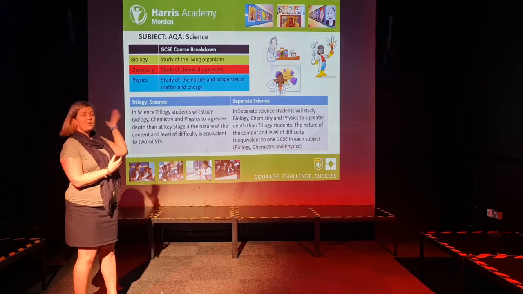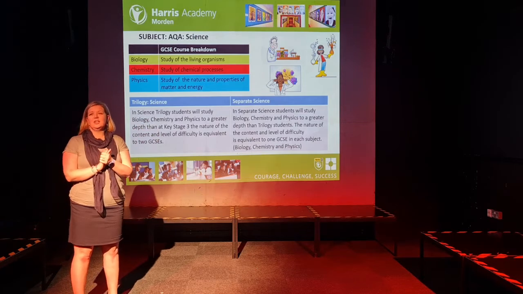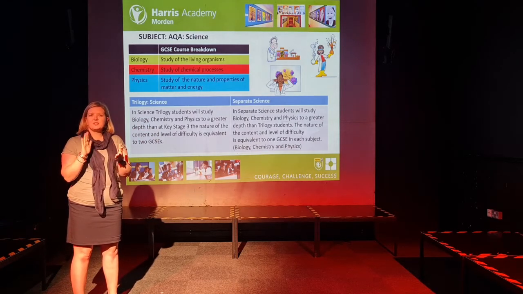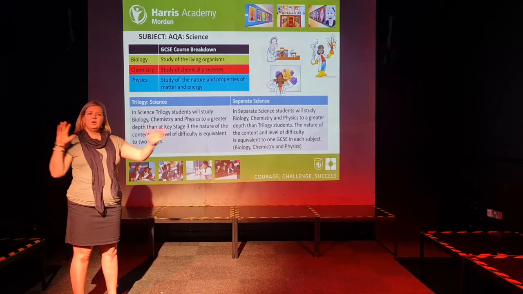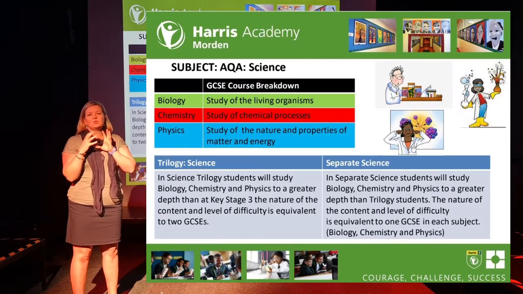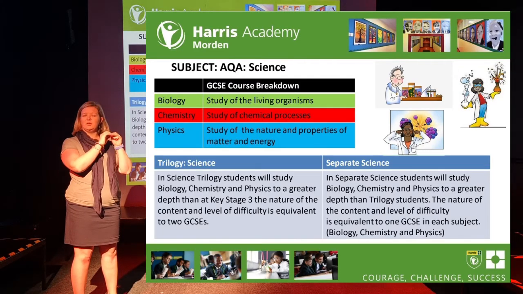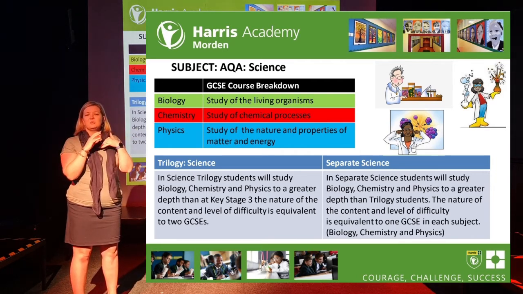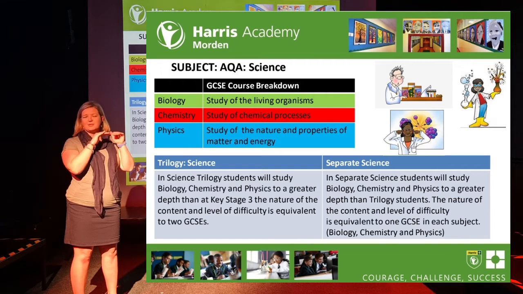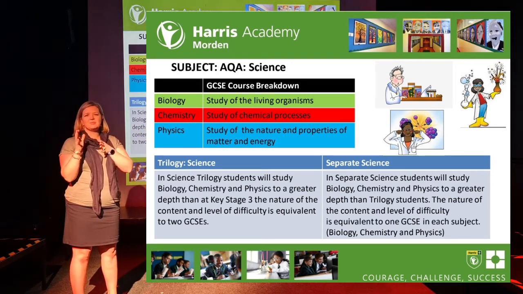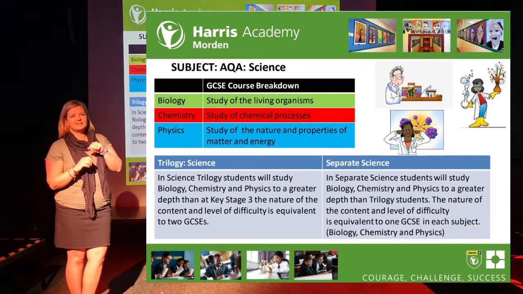So, when you do science at secondary school, you will do biology, chemistry, and physics. We put them all together as something called combined science. So, you would have lessons with your biology teacher, with your chemistry teacher, and with your physics teacher. And you would go through these three separate sciences. And then in the end, in Year 11, you do some exams and you come out with two GCSEs.